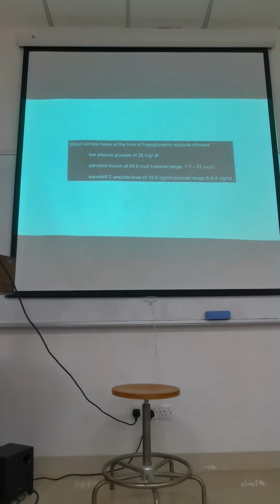So her C-peptide is also high. Normally C-peptide is almost 4 nanogram. It's 10. That means this high insulin is from inside, right?